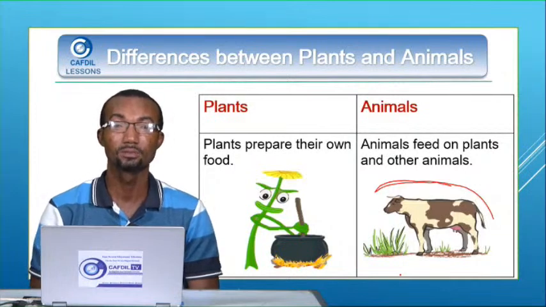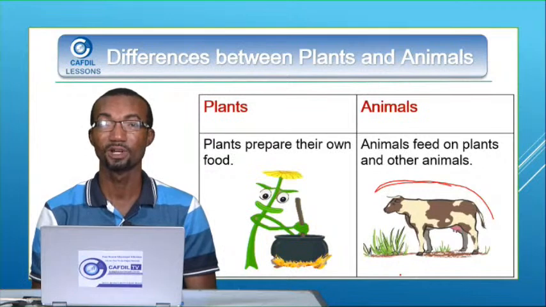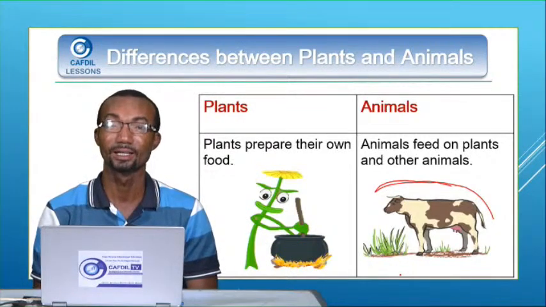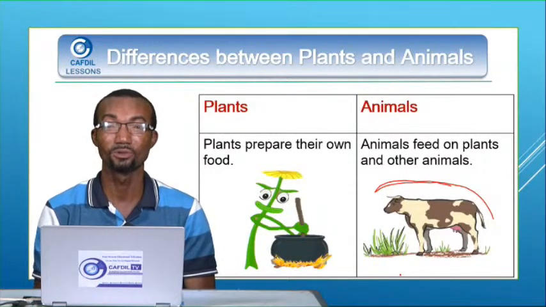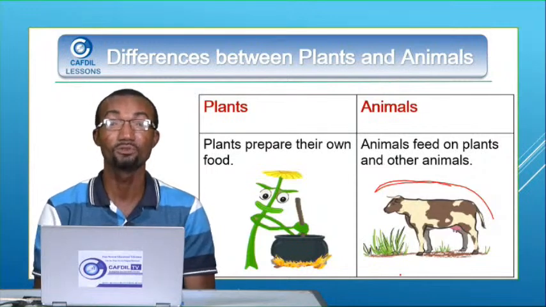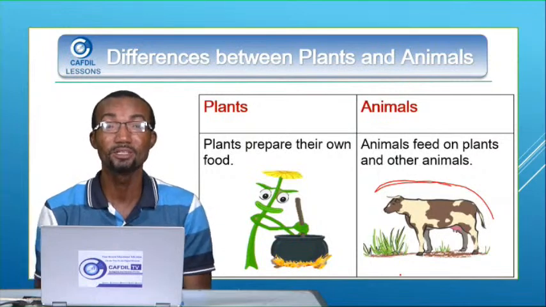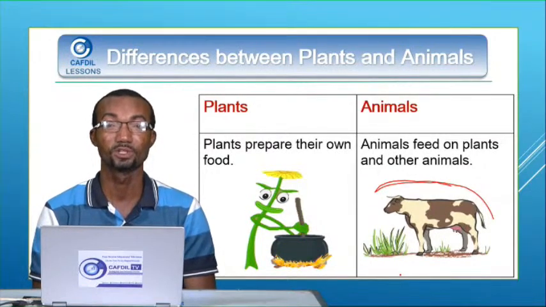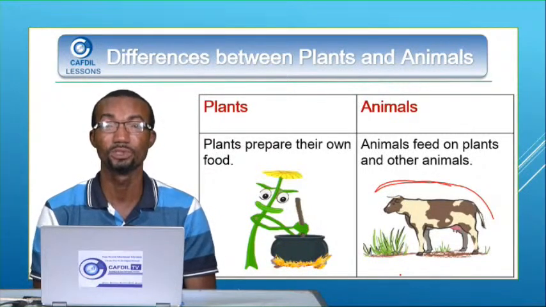If you take goat, if you take cow, if you take sheep, if you take some of the wild animals like antelope, the zebra, and the rest, they all feed on plants. Even the rabbits we have at home, if you have seen rabbits or know the animal rabbit, they also feed on plants. The rabbit or the goat cannot prepare any food by itself, so they feed on the plants, but plants prepare their own food.